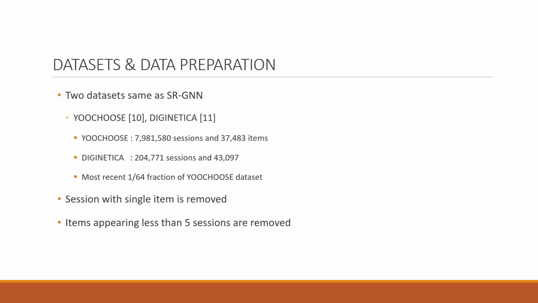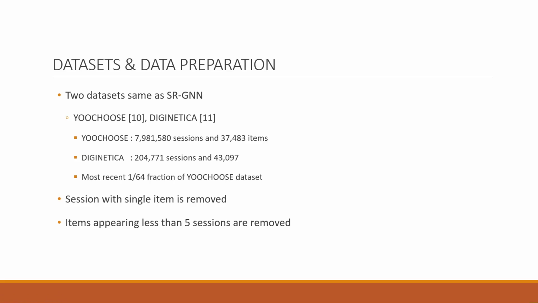For the datasets and data preparation part, we have fundamentally used two different datasets, which are called Yoochoose and Diginetica, that belong to two specific e-commerce websites. These datasets are also used in some machine learning and deep learning challenges, such as the RecSys challenge. The Yoochoose dataset has almost 80 million sessions and 40,000 nodes, and the Diginetica dataset has almost 20,000 sessions and 45,000 nodes.